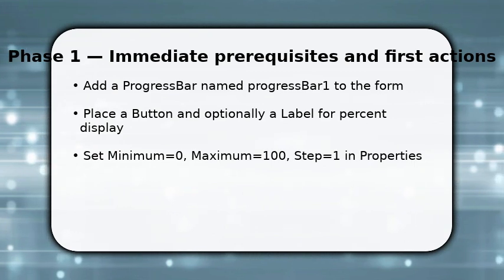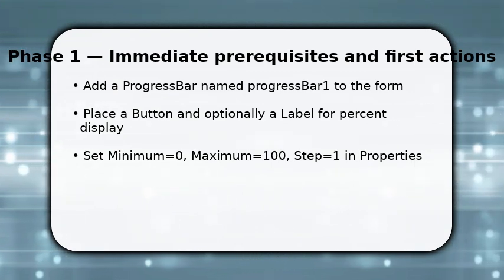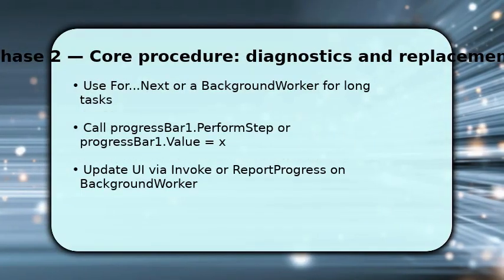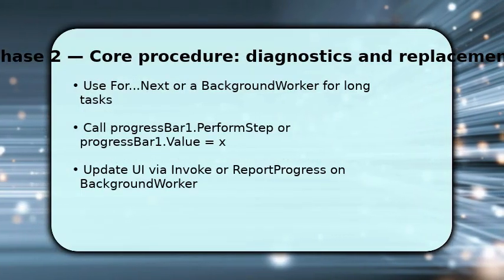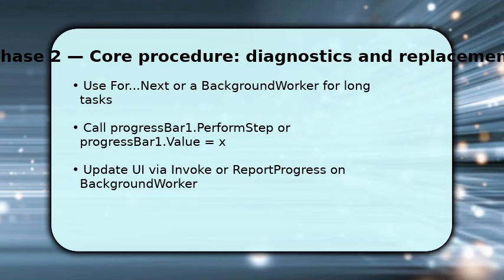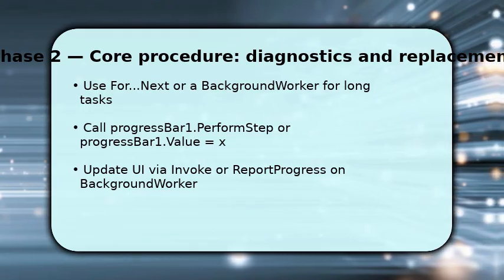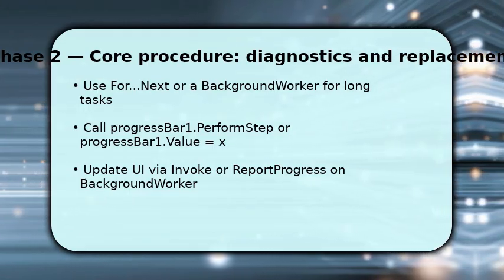Next, implement the loop or background task that advances the progress bar so the UI stays responsive. For short tasks, a For...Next with Application.DoEvents can work. For longer operations, use BackgroundWorker and its ReportProgress method.